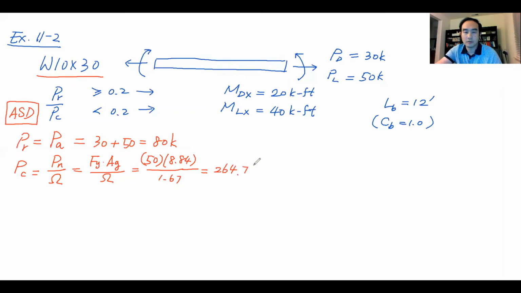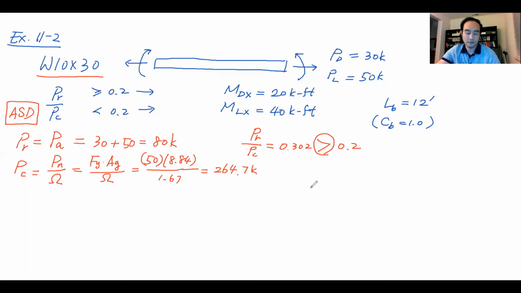Then P sub C is going to be 264.7 in kips. So this is P sub R, this is P sub C, so you can easily calculate PR to PC ratio, which is 80 divided by 264.7. I got 0.302, which is larger than 0.2.